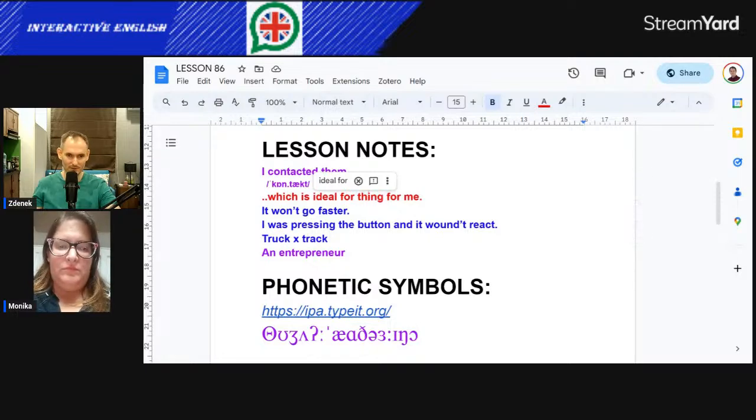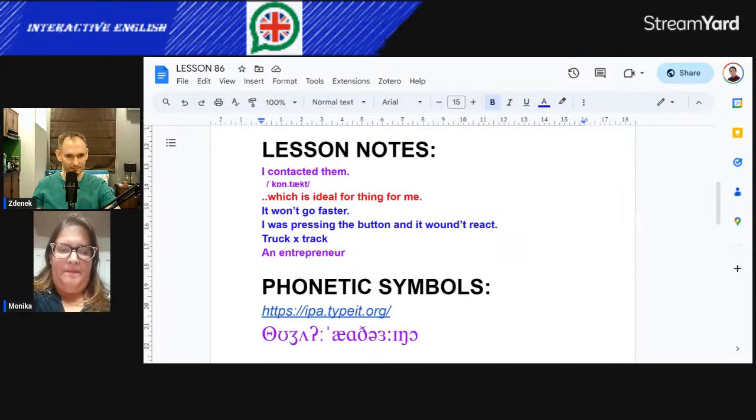So you should use an indefinite article in front of the word ideal, which is an ideal thing for me. You see? Which is an ideal thing for me. Because you have the word thing. So I think in that case, you need to have an indefinite article, because the word ideal is an adjective here.